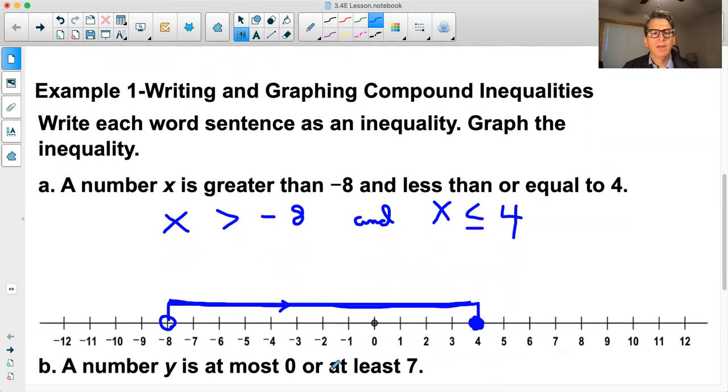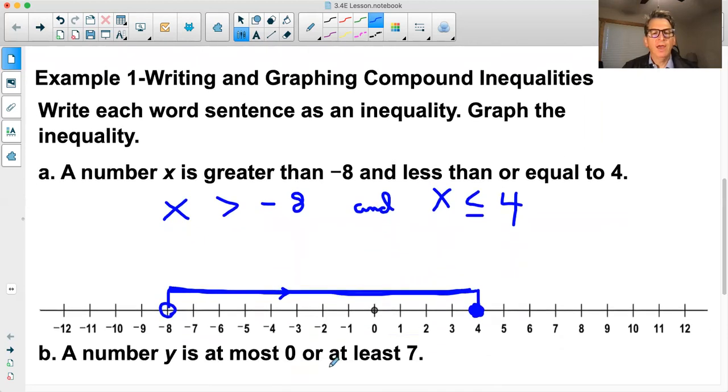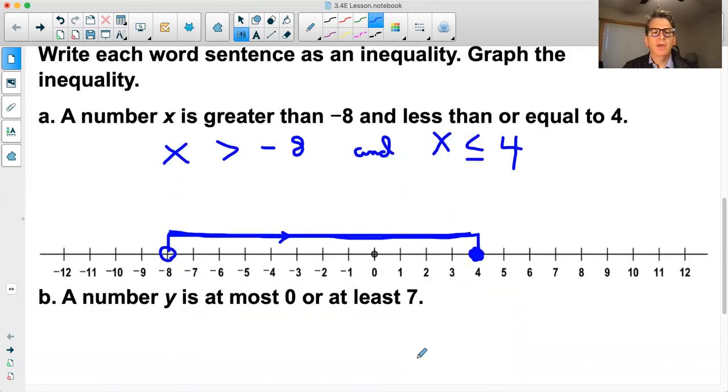Letter B: a number y is at most 0 or at least 7. A number y is at most 0 or at least 7. So we have y is less than or equal to 0, or y is greater than or equal to 7.